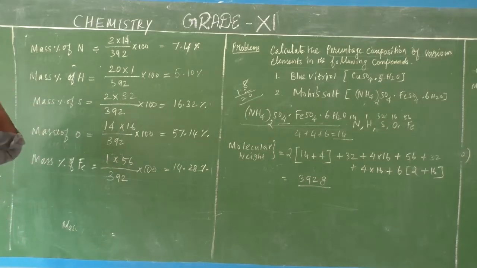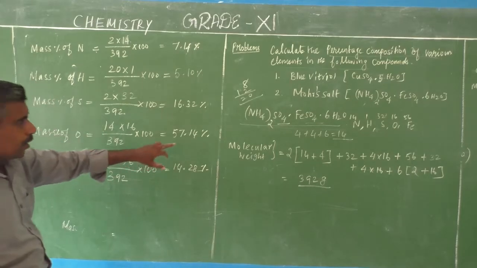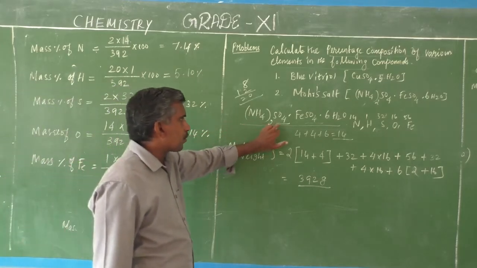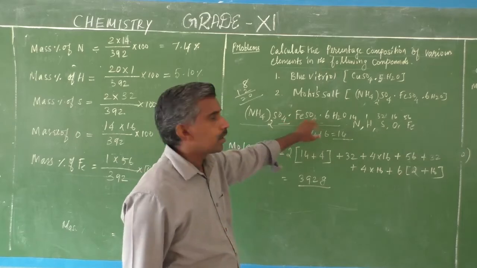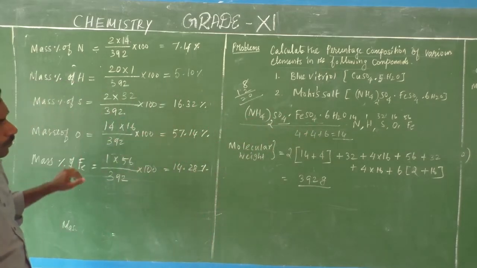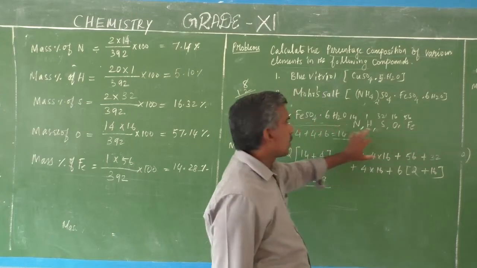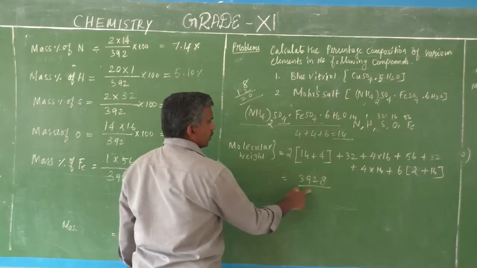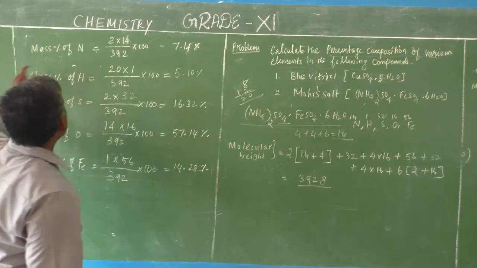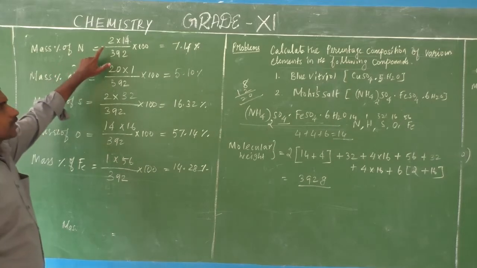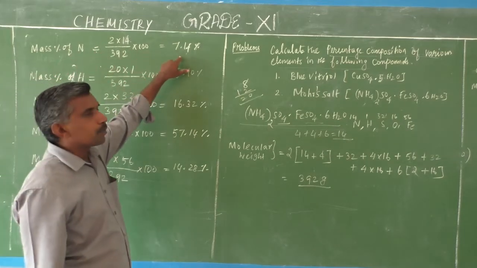In Mohr's salt, the formula is (NH4)2SO4·FeSO4·6H2O. In this salt, five elements are present: nitrogen, hydrogen, sulfur, oxygen, and iron. The molecular weight is 392 grams. Mass percentage of nitrogen: 2 nitrogen atoms are present, so 7.1 percent.